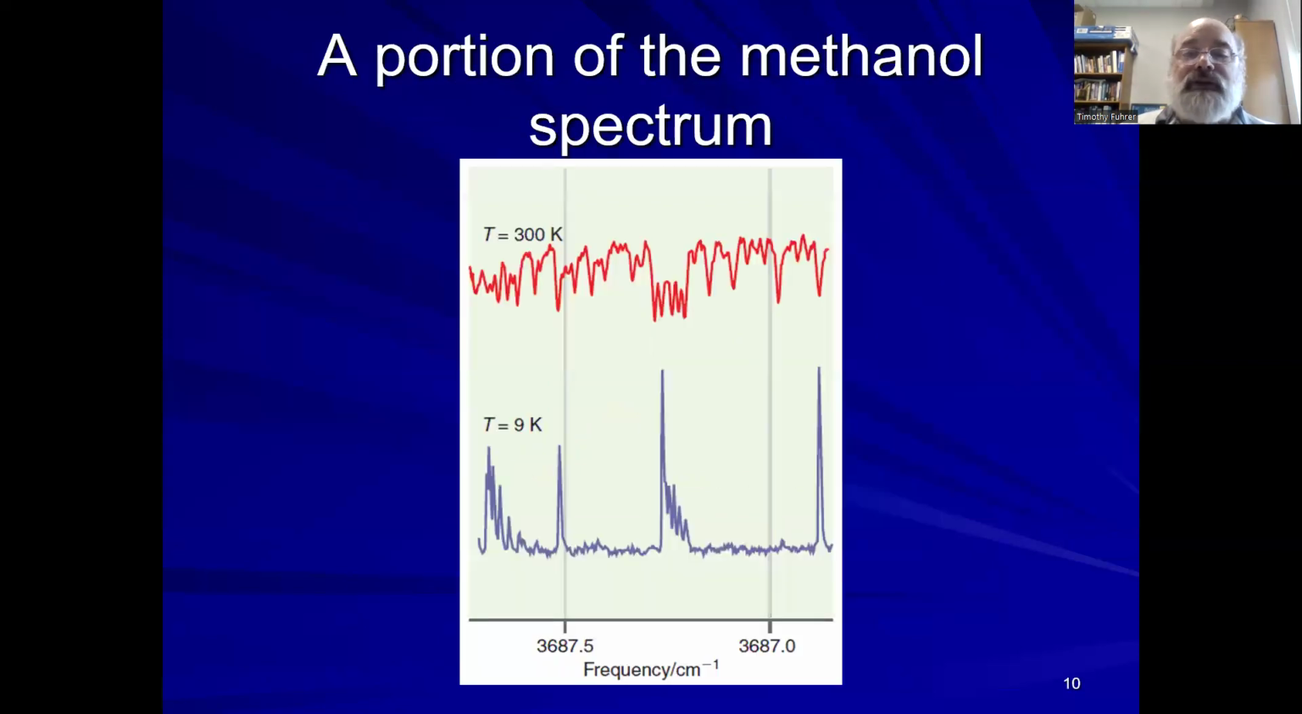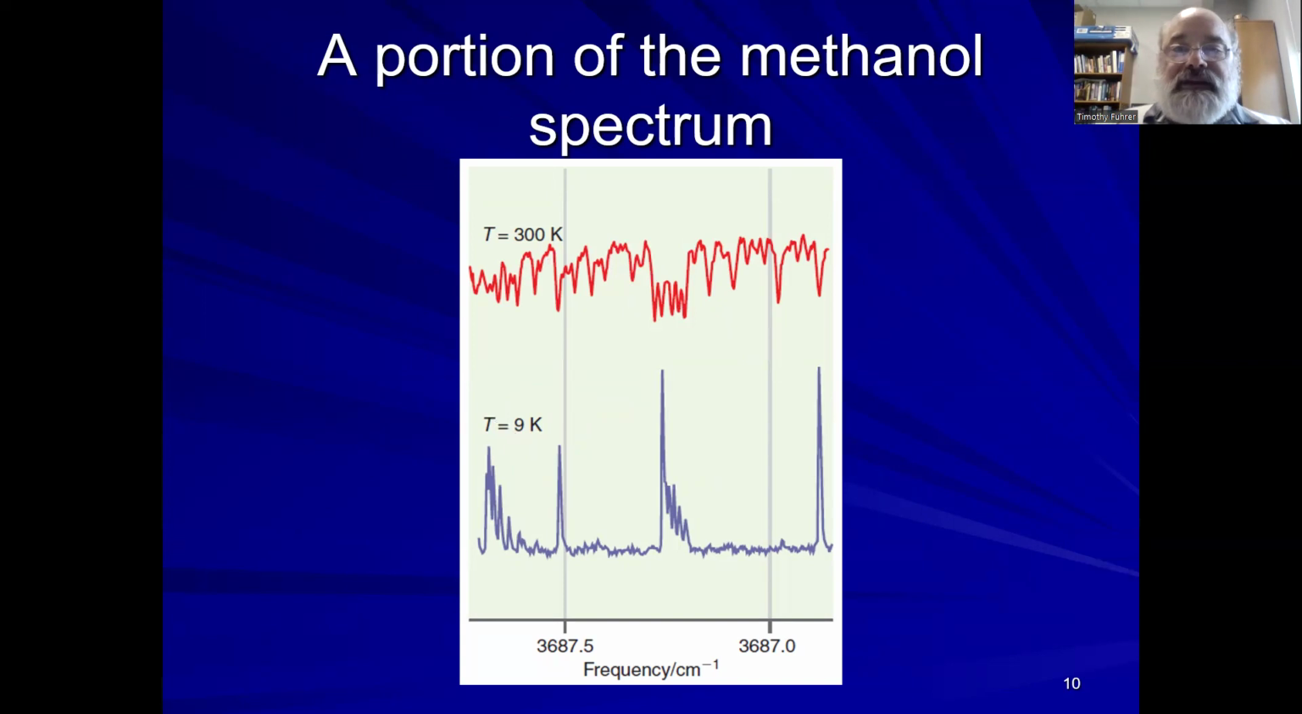And so if we want to be able to see specific lines in polyatomic molecule spectra, like for methanol in this case, we could cool it down. So at 9 Kelvin, we see some much more resolved peaks than we do, for example, at 300 Kelvin in the case of methanol.